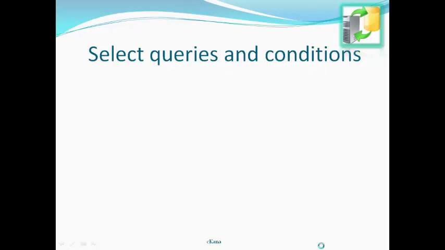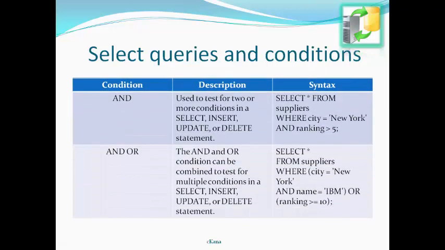Now let's discuss the select conditions in detail. The first condition is the AND condition. This is used to test for two or more conditions in a select, insert, update, or delete statement. For example, select * from suppliers where city is New York and ranking is greater than 5. So here we have two conditions, city has to be New York and the ranking has to be greater than 5. So if both the conditions are met, only then will this select statement return rows, otherwise it will not.